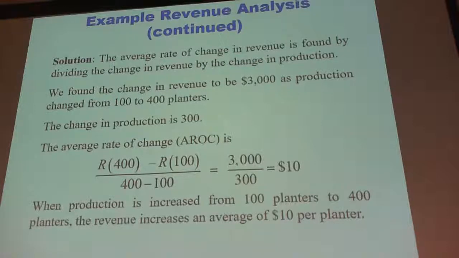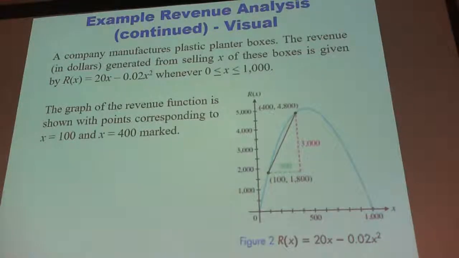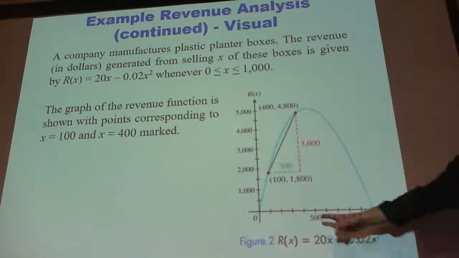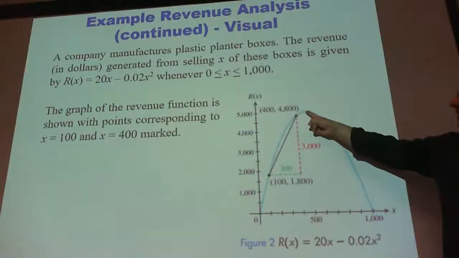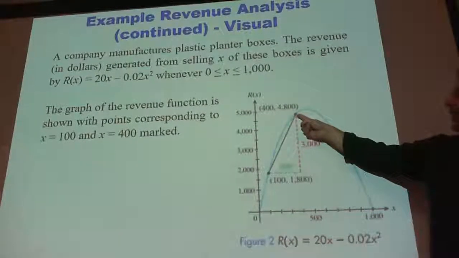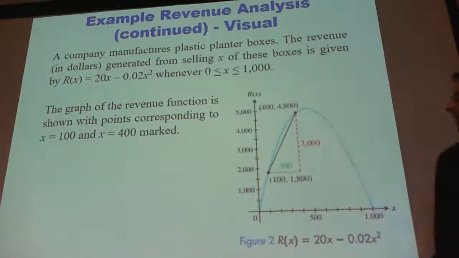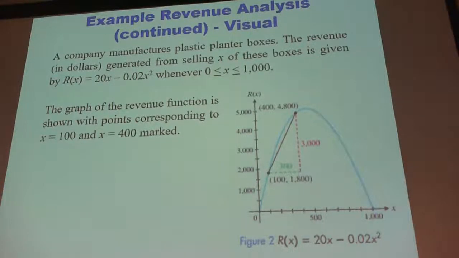Okay? And you're like, all we're doing is slope. You're totally right. Now, what we did was, if I graphed this function, it would look like this. I took a point here, I took a point here, and I found the slope of the line, which is the rate of change from here to here. That's what we all did. So graphically, that's what we did.